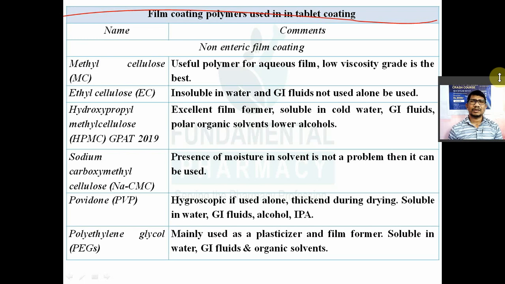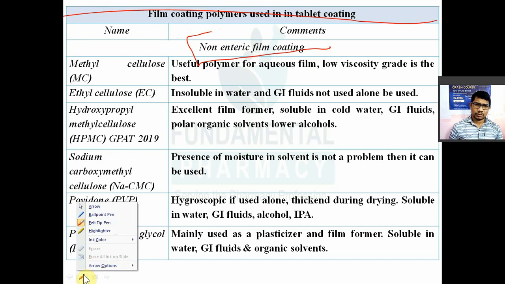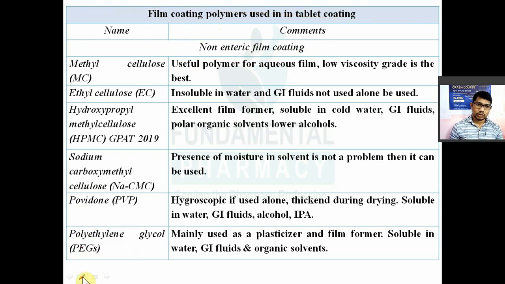ठीक है. नेक्स्ट होता है सोडियम कार्बोक्सिमेथाइल सेलुलोज, सोडियम CMC. So if presence of moisture in the solvent is not a problem, then it is used. This होता है povidone, polyvinyl pyrrolidone. It is okay. The tablet coated with the povidone will become hygroscopic if it is used alone. Thickened during drying, soluble in water and GIT fluid, alcohol, IPA. IPA मतलब isopropyl.